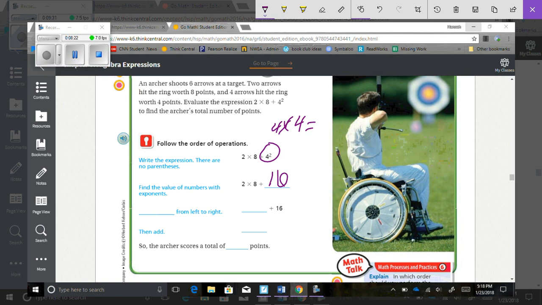Okay, we're going to multiply now from left to right. Looking back at our PEMDAS, multiply would be the next thing. So we're going to take 2 times 8, which is 16, and we're going to add that because the adding is at the bottom. So it's what we have to do after we multiply. So 16 plus 16 is 32. So the archer scores a total of 32 points.